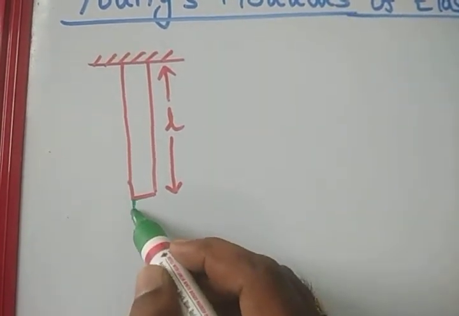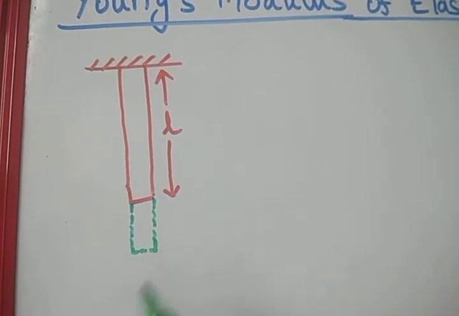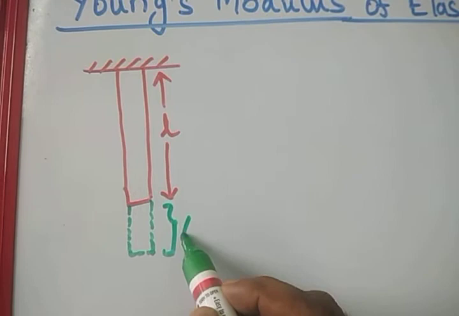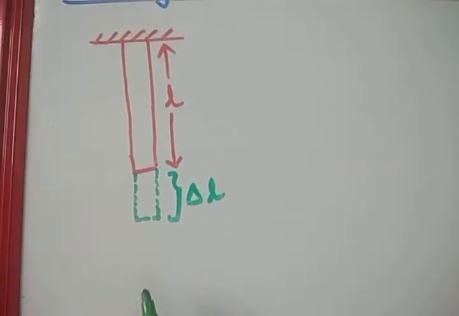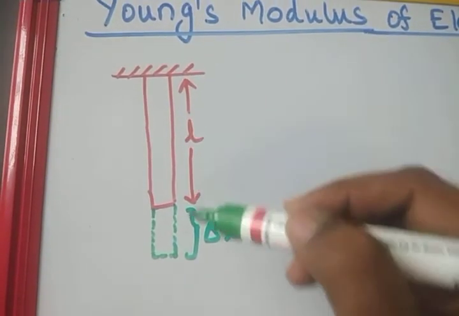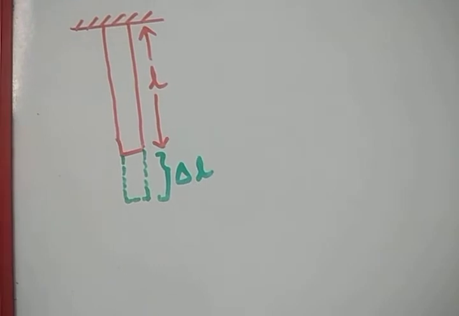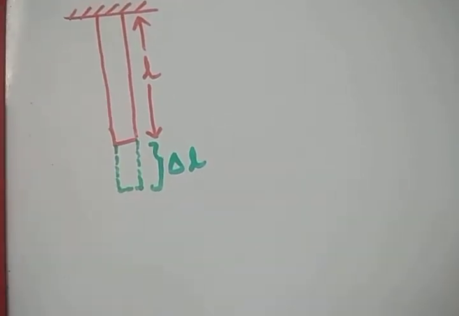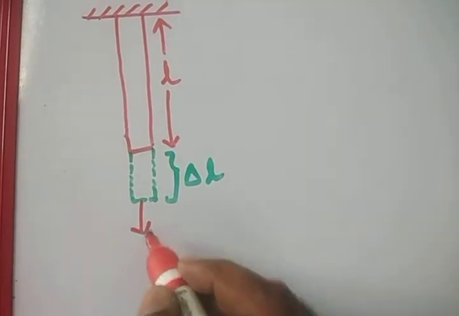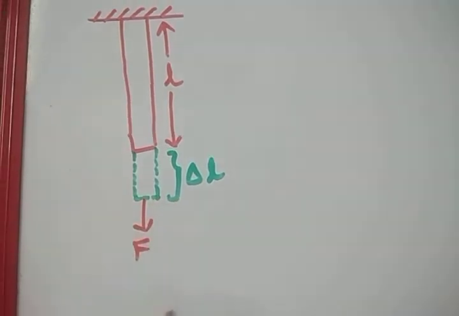What will happen? The wire will be extended due to the elastic nature of this material. So the wire is extended up to a small length delta L. This is the change in length. The original length is L. How much distance is it extended? Delta L is the distance expanded. The force is applied in the downward direction. The area of force applied is this area.